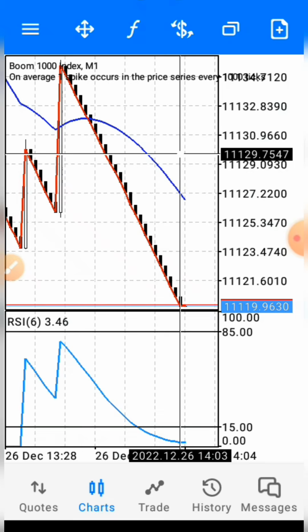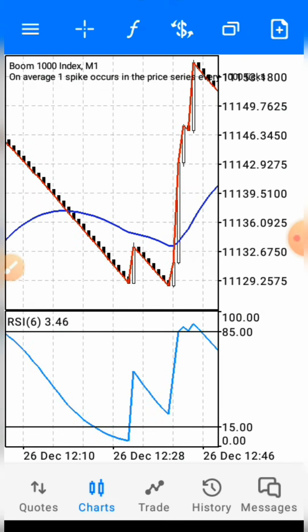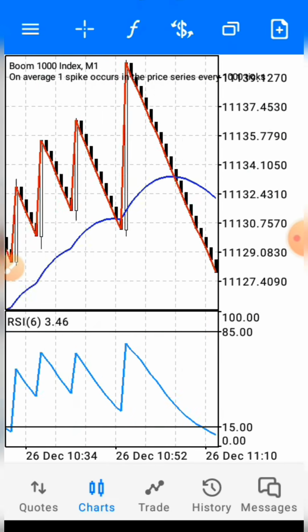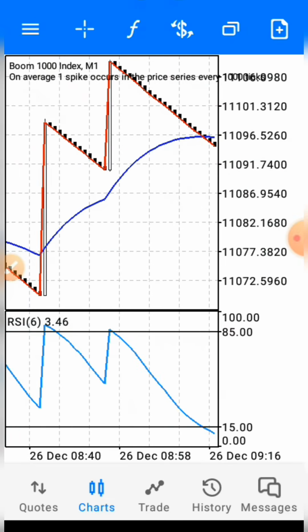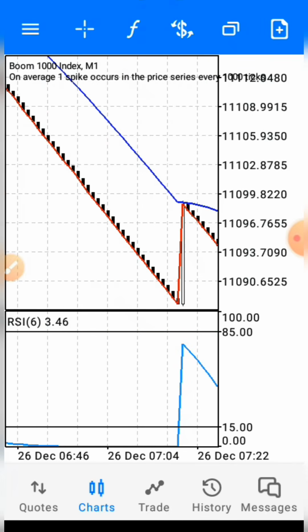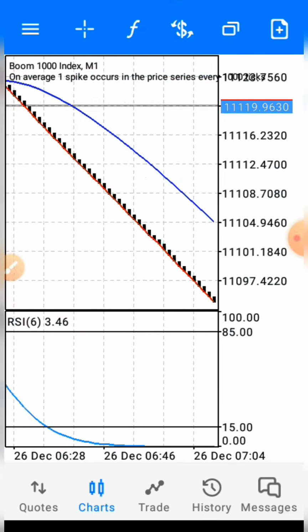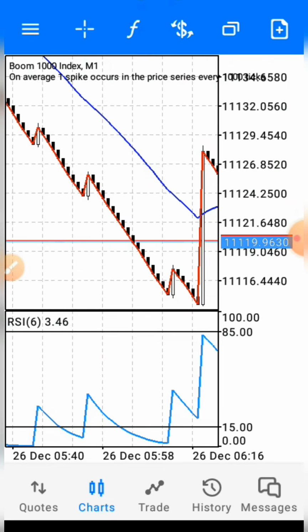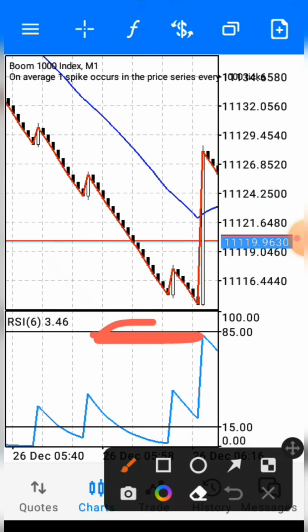Okay, so that's it, guys. That's all for this strategy. You don't need to do any analysis with the higher time frame with this strategy. You can just concentrate on the 1 minute time frame. Just make sure that the divergence happens, and make sure it gets to the 85 level before you watch out for divergence.